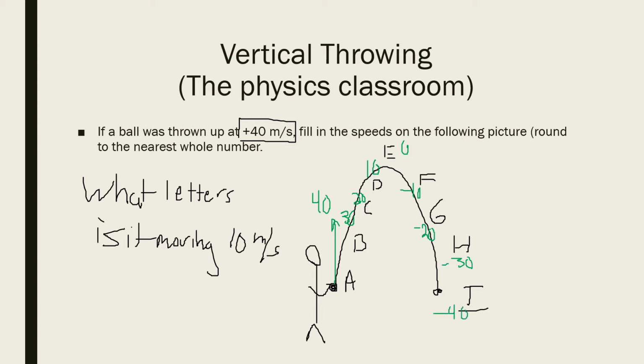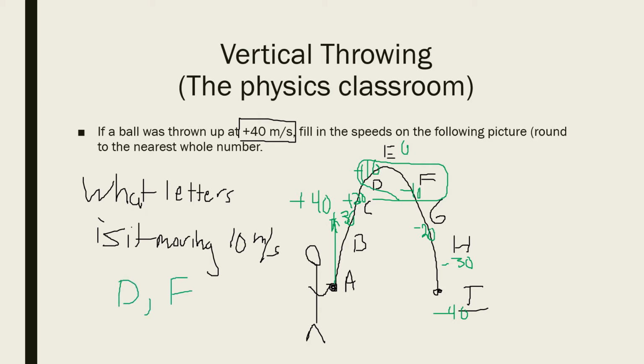So I want to know what 2 letters is it moving 10. I don't care when I don't have a sign. We don't assume it's positive. We assume we don't know the sign. So we assume all of these are positive. This is why I like to put the positives in front, because the positive means that's going up. D and F.